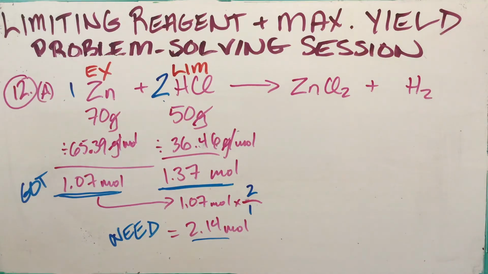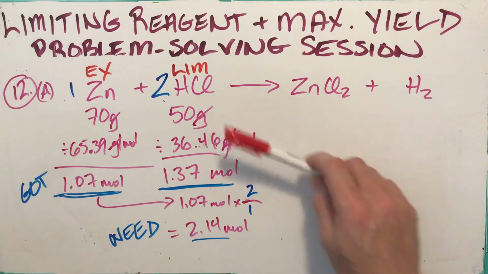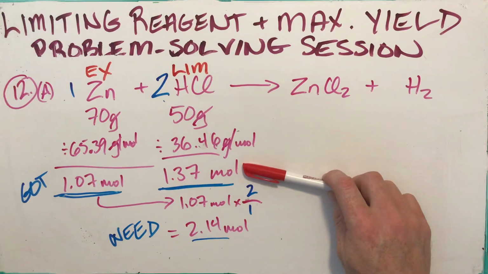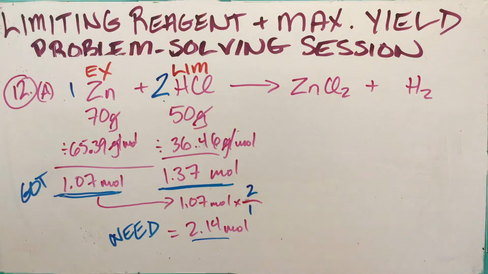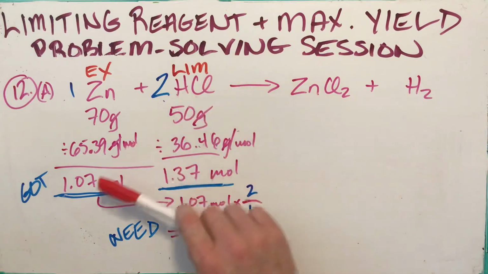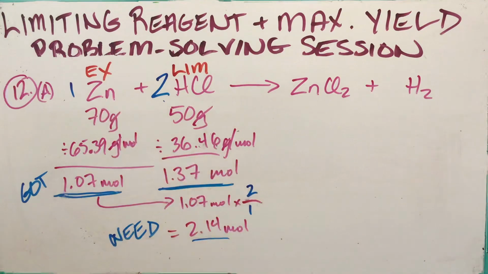All right, let me go over that again. This is my zinc. To burn all the zinc off, I need 2.14 moles of the acid. I only have 1.37 moles of the acid. Therefore, I don't have enough of this HCl. It's going to run out. I won't be able to burn off all the zinc. Some zinc will be left unreacted. All right?